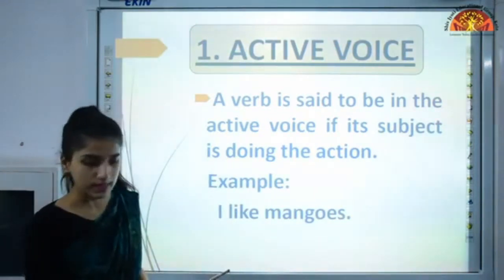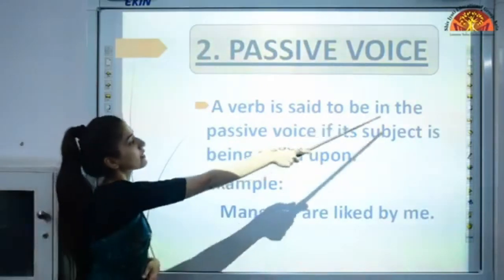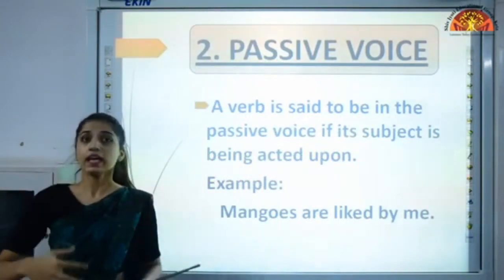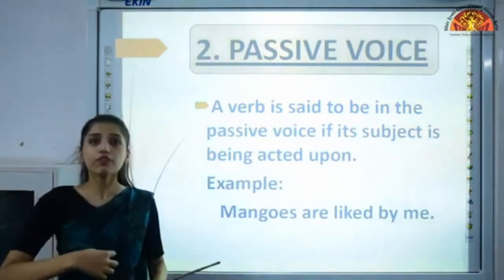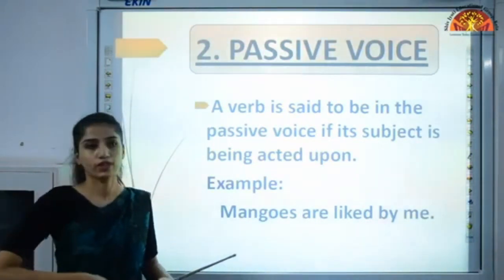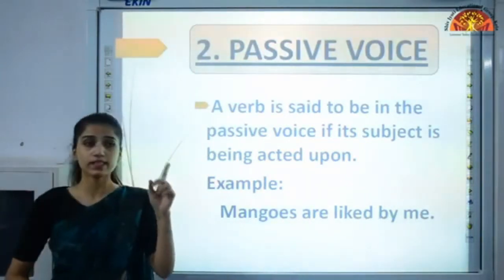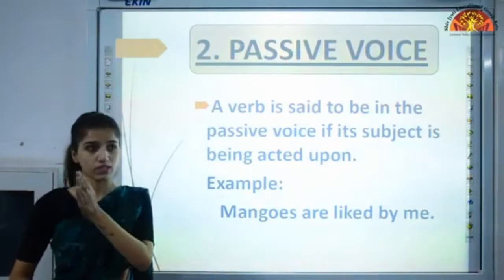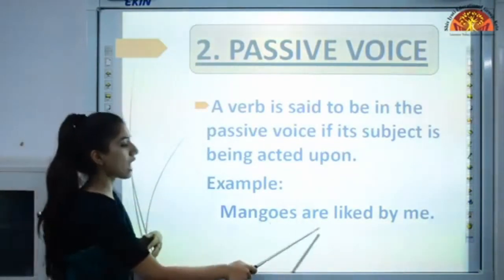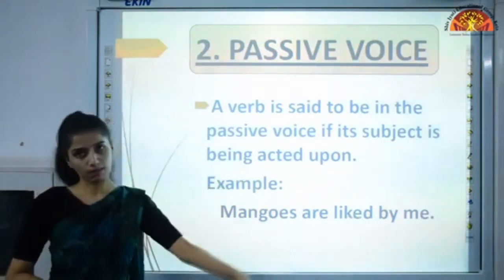So now let's go to the second voice, that is passive voice. A verb is said to be in the passive voice if its subject is being acted upon. Like if the subject is the receiver of the action, I can say the subject is being acted upon. So now you can see, mangoes are liked by me. In active voice, the sentence was, I like mangoes. But the passive voice of that sentence is, mangoes are liked by me.